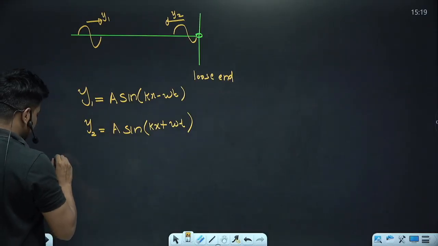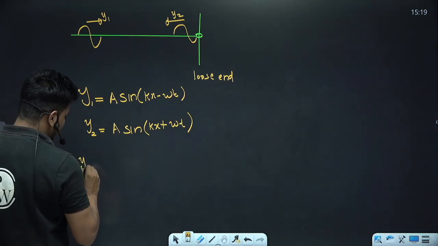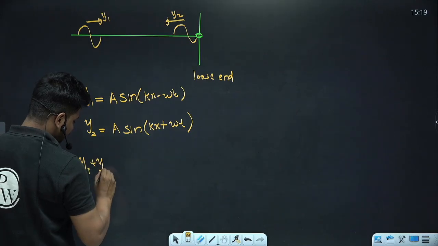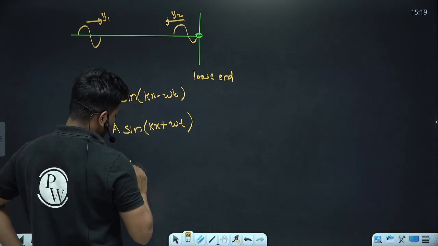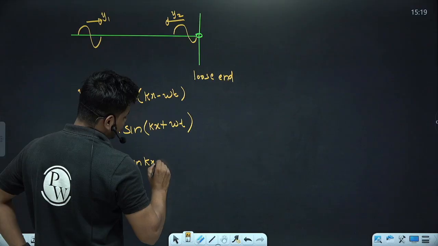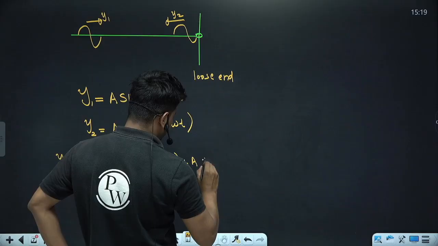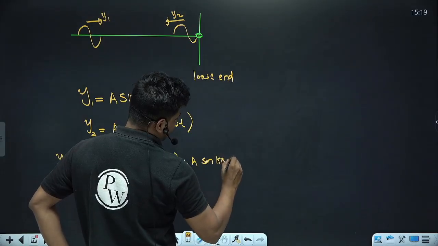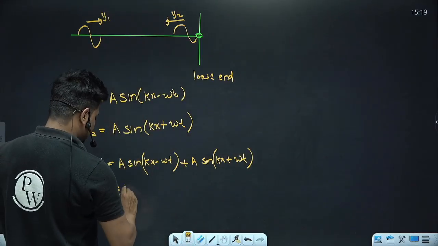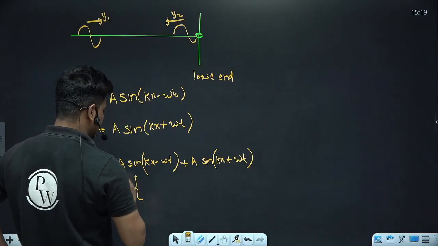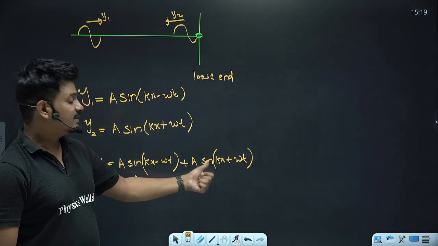So let's try to find it. The resultant wave is y1 plus y2. Just add these two: a sin(kx − ωt) plus a sin(kx + ωt). Just add, and the a's are common here, so take them outside. Then the remaining term will be sin(kx − ωt) plus sin(kx + ωt).